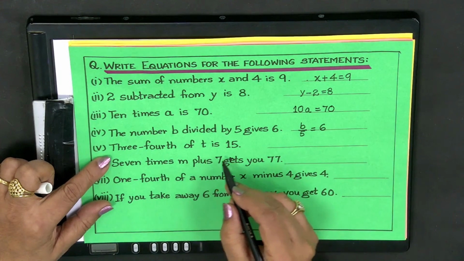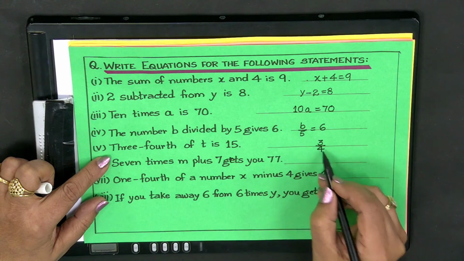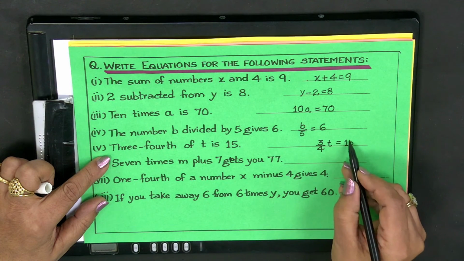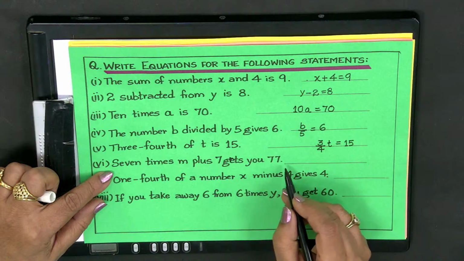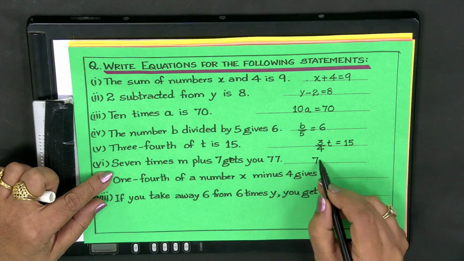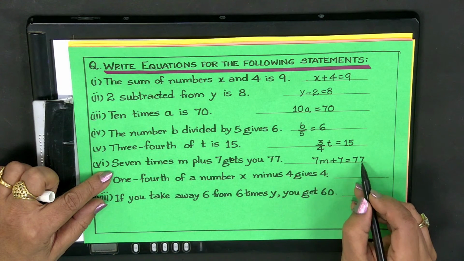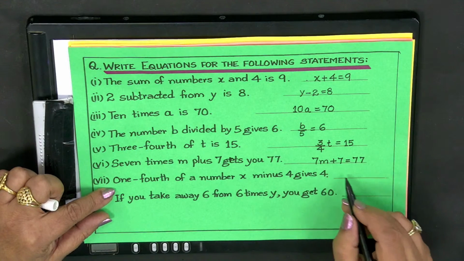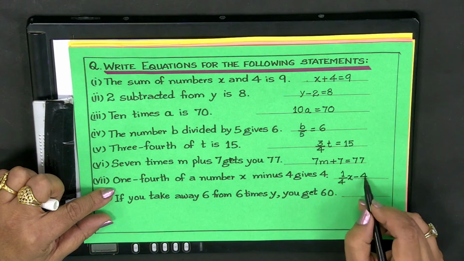Good. 3/4 of T is 15. So 3 by 4 T is equal to 15. Yes, 3 by 4 into T is equal to 15. Okay. Now 7 times M plus 7 gets you 77. So I think it would be 7M plus 7 is equal to 77. Very nice. Very good, Simranji. You are good at mathematics. 1/4 of a number X minus 4 gives 4. So it would be 1 upon 4 X minus 4 is equal to 4.